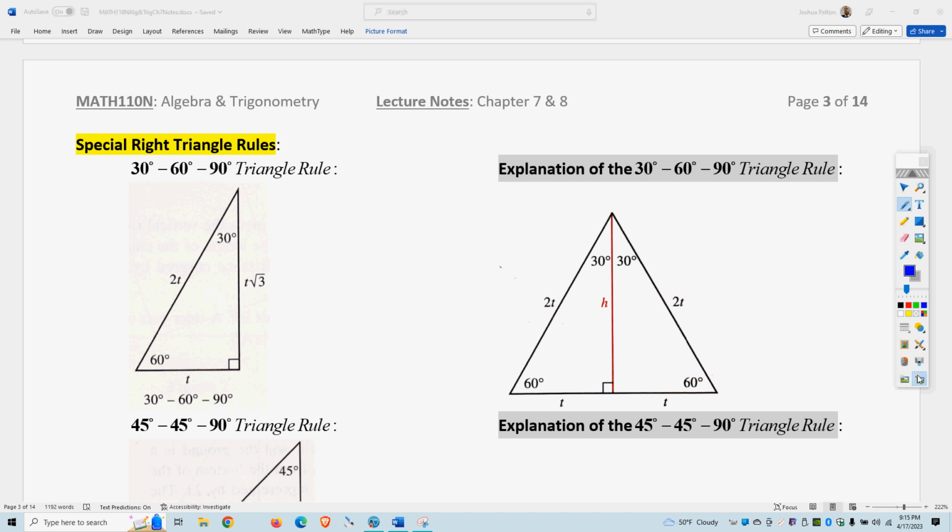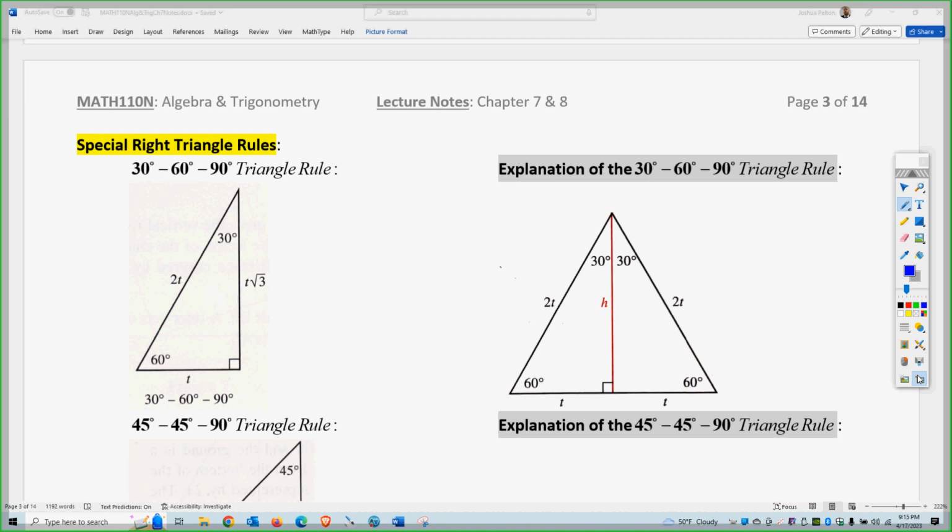This is Professor Pelton. This is part 2 of chapter 7, section 2. So you can, within the unit circle, make special right triangles.